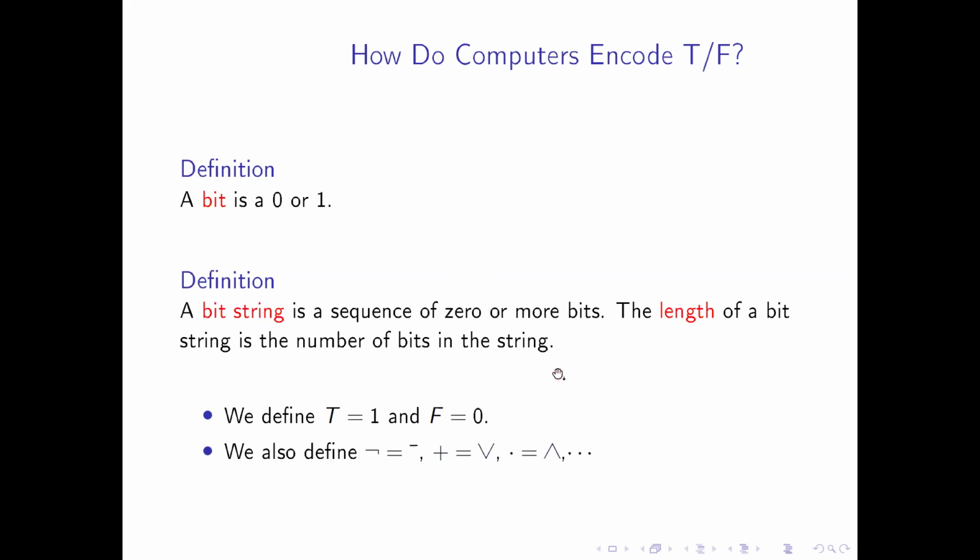Then we change a couple things. Negation becomes a bar over the top. Addition becomes the or symbol. And multiplication is going to be the and symbol. And that is actually where we get to do some cool math.